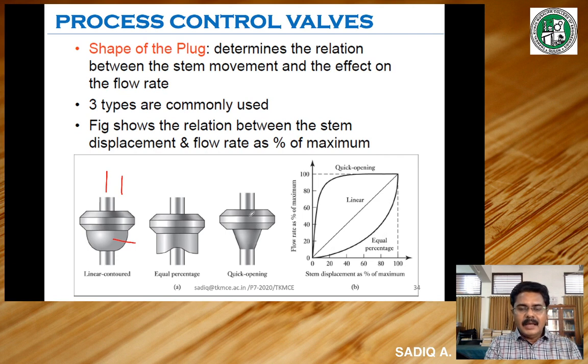Now there is another plug having this cross section, which is called a quick opening kind of plug. Here the feature is that initially, even if there is movement of the stem, there is no appreciable opening happening. At a particular limit, a quick opening happens, and an appreciable change in flow rate happens. So it is called a quick opening kind of plug.